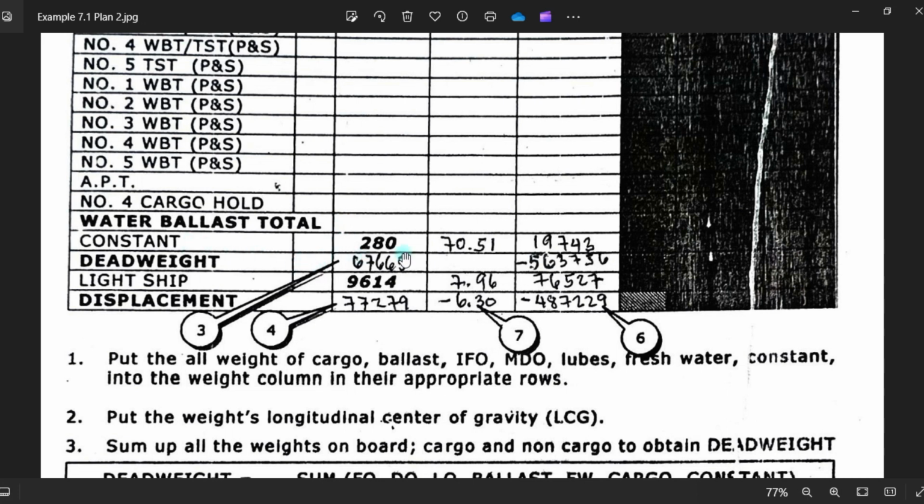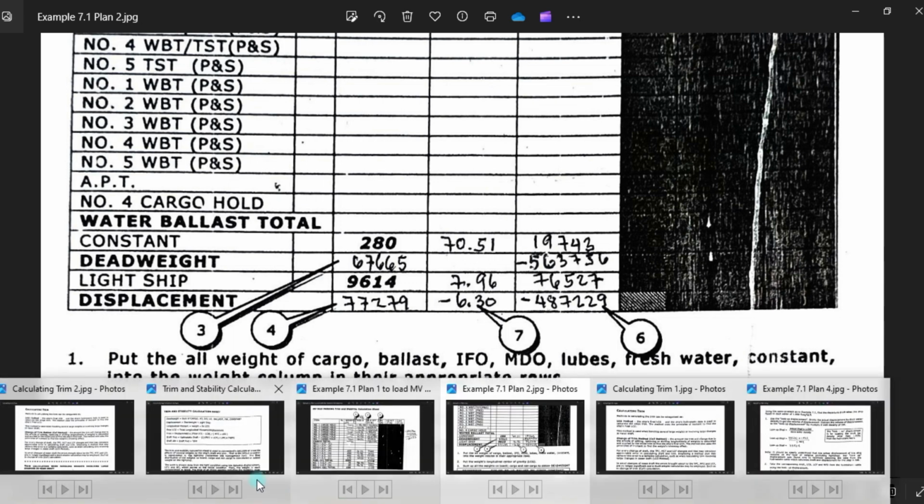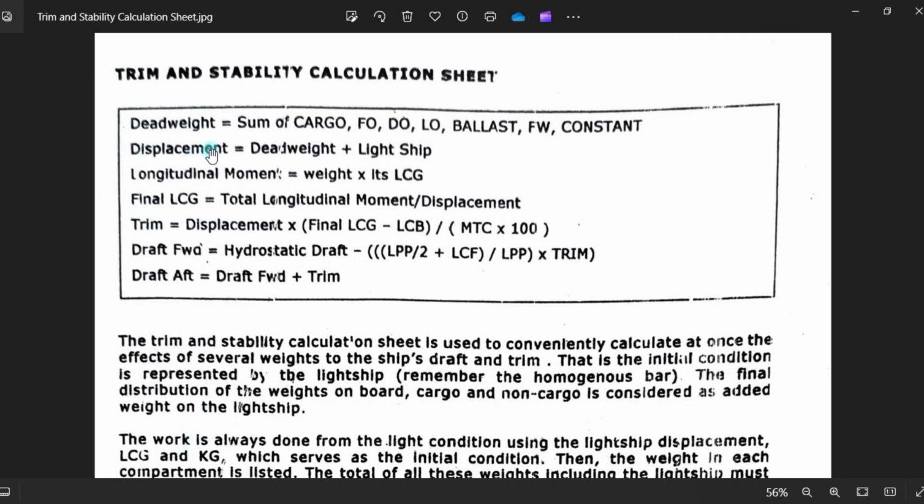and you have the constant of 280 times the LCG, which is the longitudinal moments. Then deadweight, you have a total deadweight of 67,665. Remember the deadweight. Deadweight is the sum of cargo, fuel oil, diesel oil, lube oil, ballast, fresh water, and constant. You add all of these, then you have the deadweight.